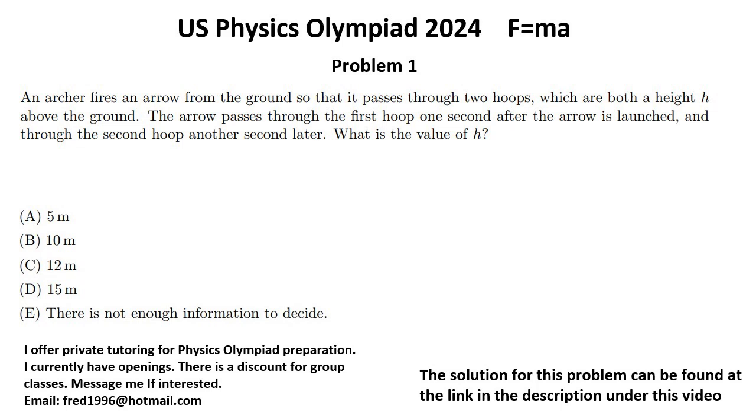U.S. Physics Olympiad Year 2024 F equal MA. This year, as usual, 75 minutes were given for 25 problems.